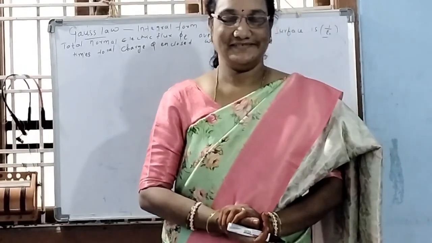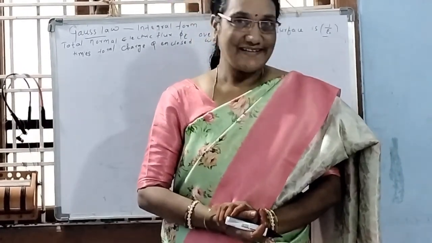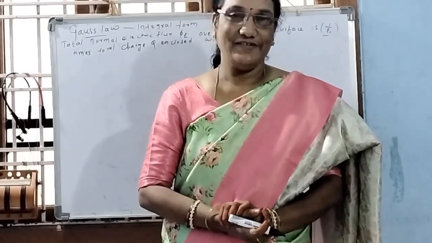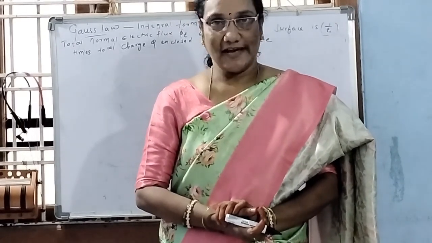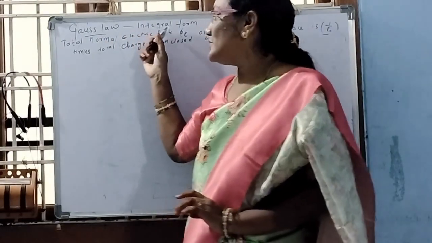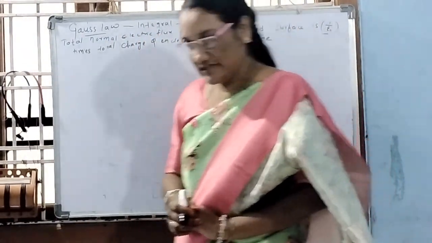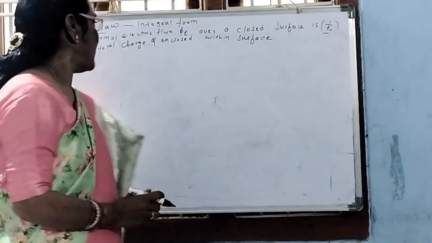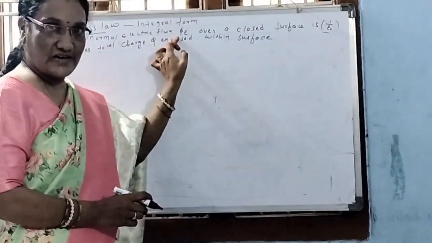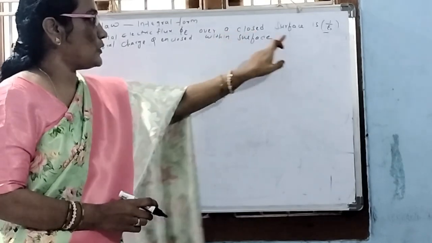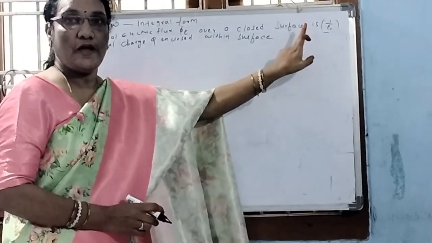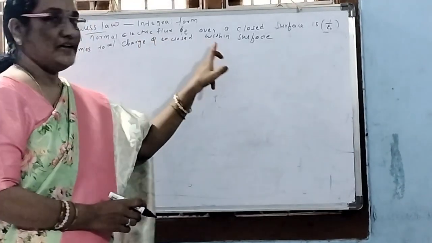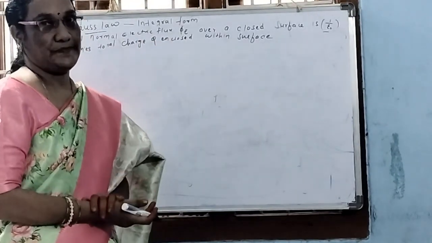Good morning all. In this video, let us discuss Gauss law, integral and differential forms. First, let us discuss the integral form of Gauss law. The statement of Gauss law is: the normal electric flux over a closed surface is 1 by epsilon naught times the total charge enclosed within the surface.